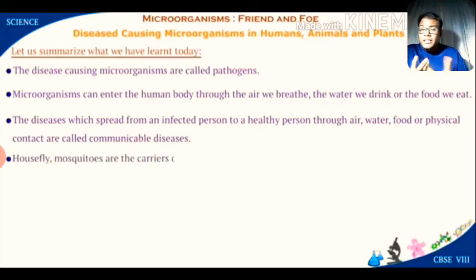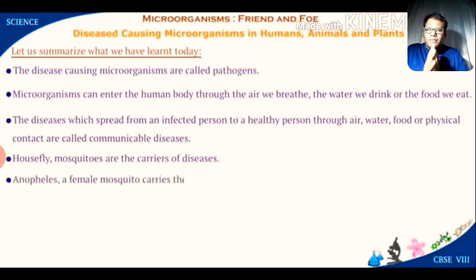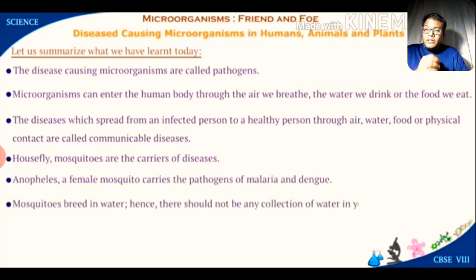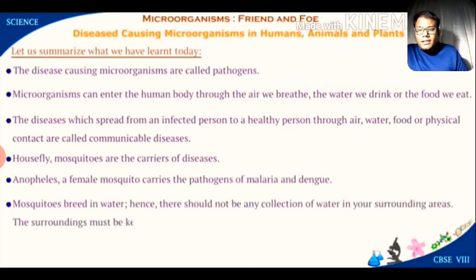Houseflies and mosquitoes are the carriers of disease. Anopheles, a female mosquito, carries the pathogens of malaria and dengue. Be careful, mosquitoes breed in water. There should not be any collection of water in your surrounding areas. The surroundings must be kept clean and dry.